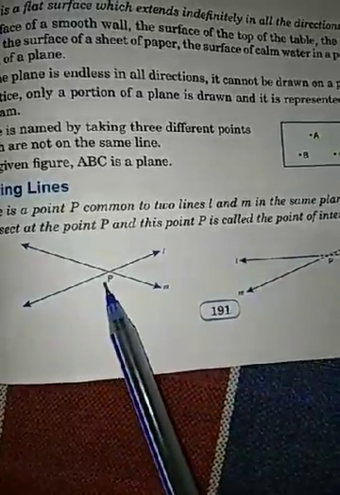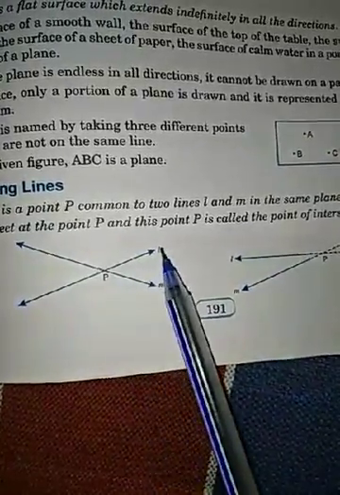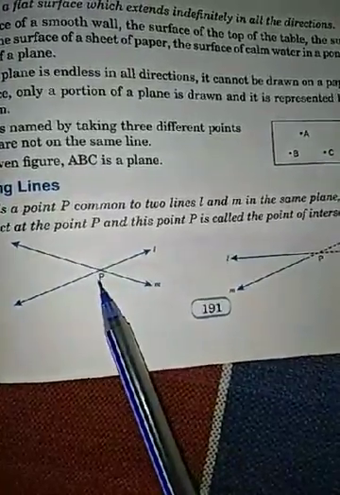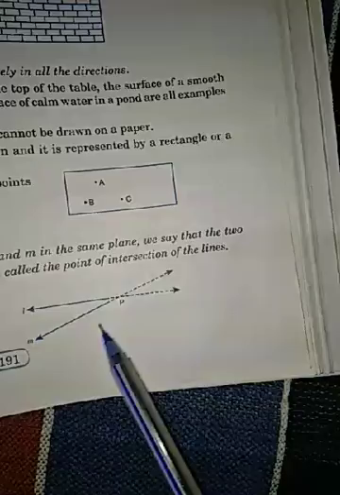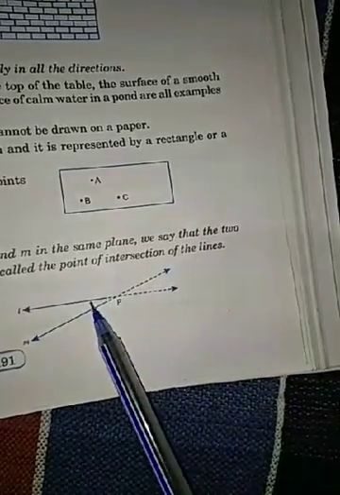Here the two lines L and M are meeting actually at point P, but in this figure these two lines L and M are not actually meeting at the point. When we extend their other ends, they appear to meet at point P.